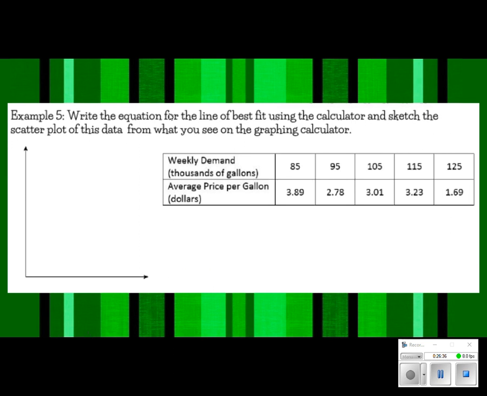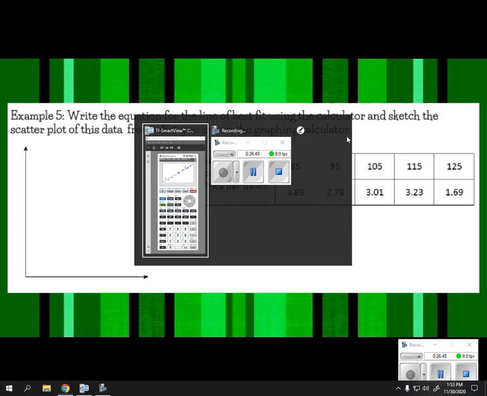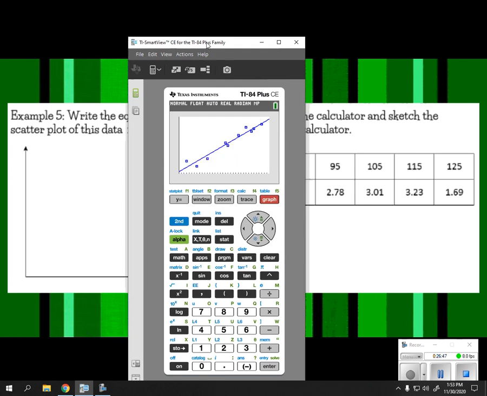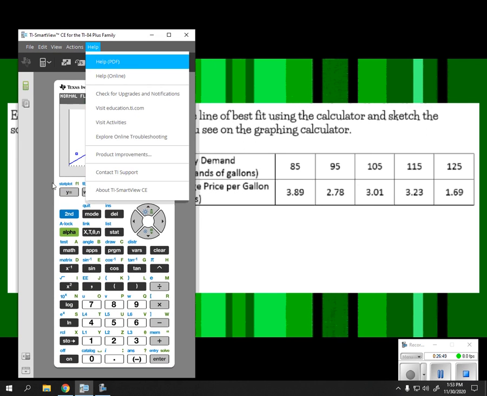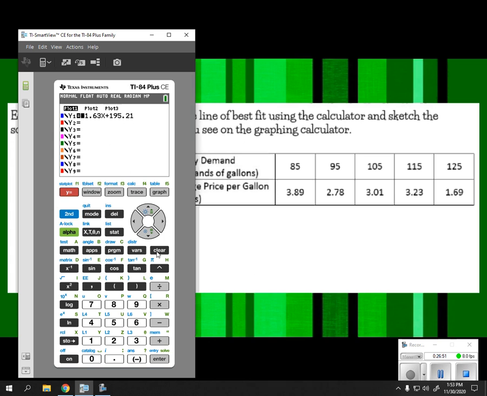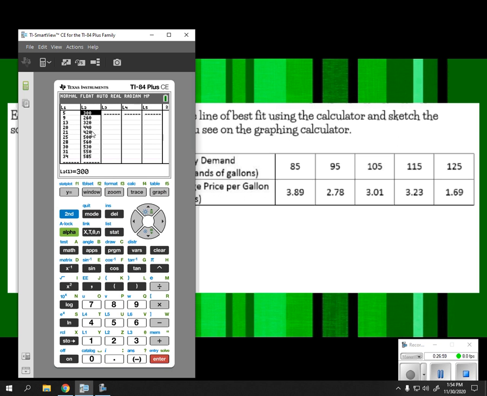All right, so write the equation of the line of best fit using the calculator, sketch the scatter plot of this data from what you see on the graphing calculator. So what we're going to do is we're going to go back in. I'm going to go to y equals, just like I was telling you. I'm going to clear out that line because I don't need it anymore. And then I'm going to go to stat, enter, and then now I want to clear out these tables.